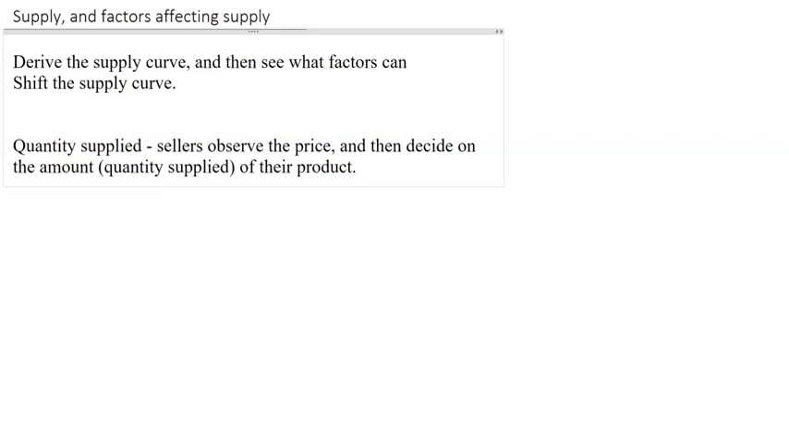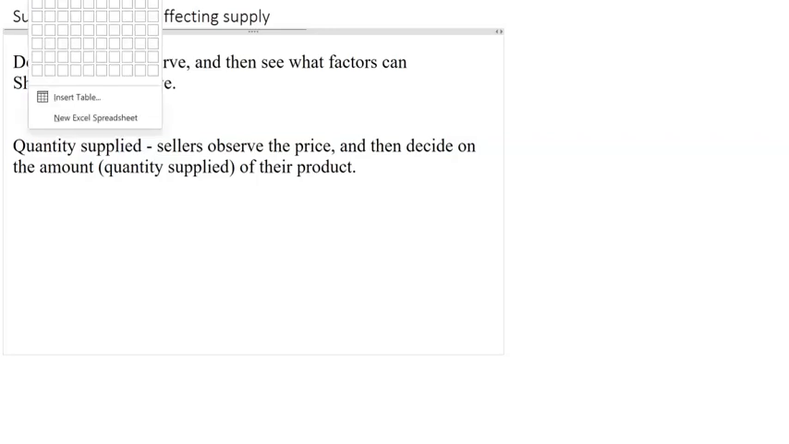And so as we saw with demand, buyers observe the price and then they decided what to purchase. Sellers too, they look at the price of the product and then they decide what is the amount that they are going to sell or provide in the market. So just like in demand, we also have a quantity supplied.